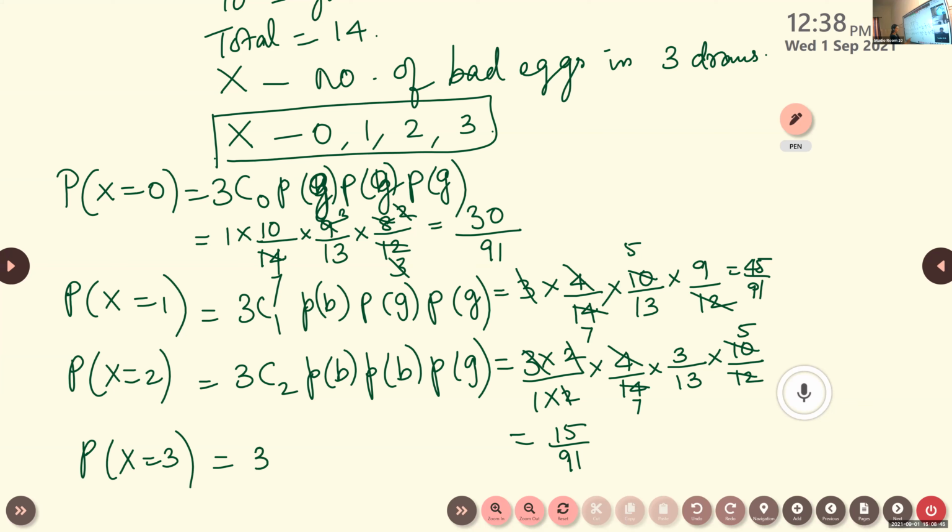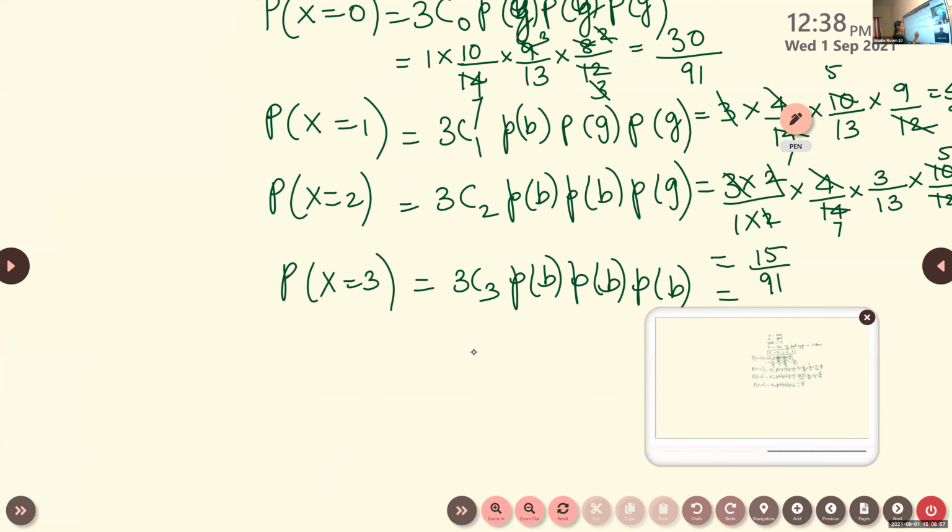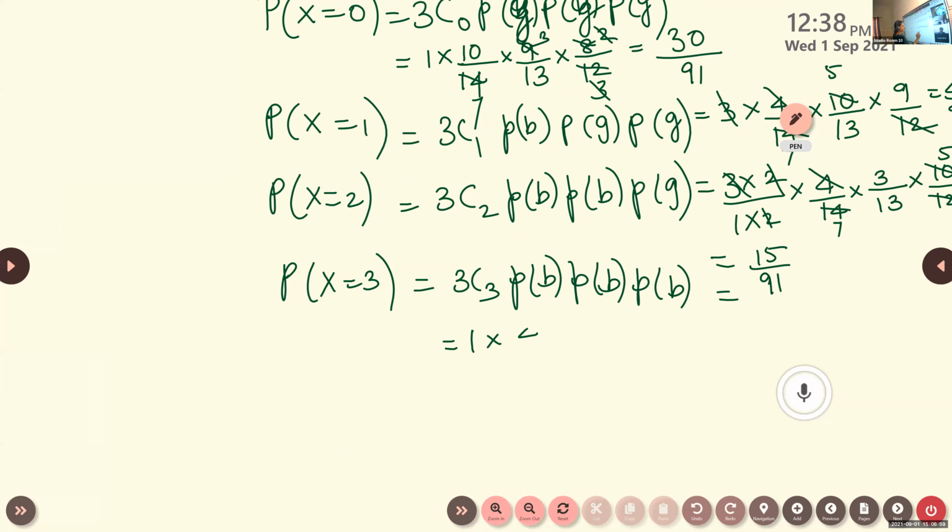Then P of x is equal to 3. P of x is equal to 3 means 3C3, all are bad eggs. P of B, P of B, P of B. That is the same as 3C3, which is 1. How many bad eggs are there? 4 out of 14, into the second bad egg, it will become 3 by 13, into 2 by 12. I think 4 and 3 can cancel. Here 1, 7, so we'll get 1 by 91.